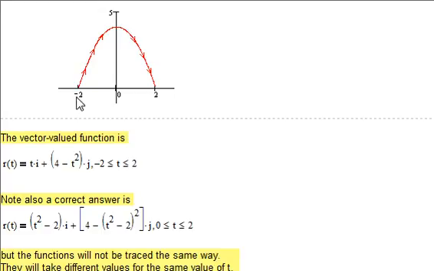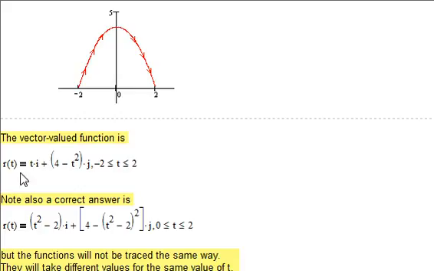This graph, where we start at the point where x is -2 and y is 0, and we have a direction moving up across this parabola and then back down, one version of that would be the vector valued function r of t equals t times i plus 4 minus t squared times j.